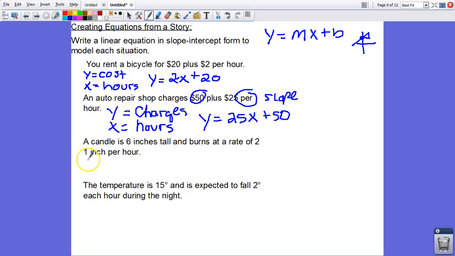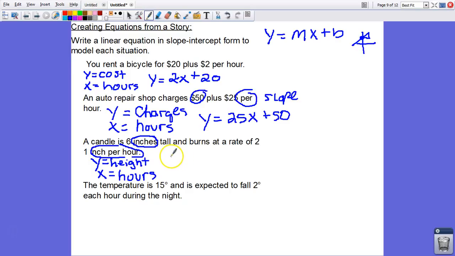Here's where things get interesting. Let's define our variables. In this case, Y is, we have inches, kind of where are units? We have inches and inches per hour, right? So hour is again the X, and what is dependent on the hours in this case? It's the height of the candle is dependent on the hours that it burns.